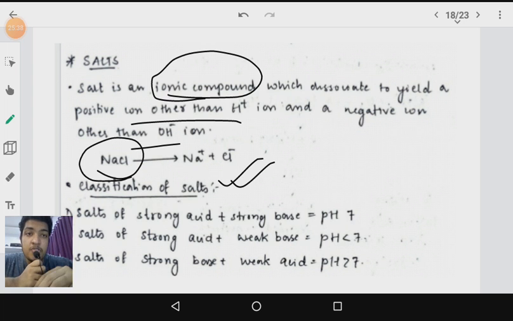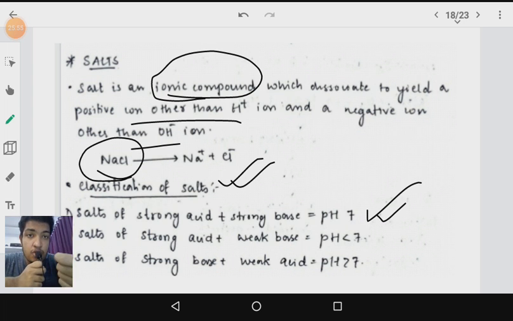There are three types of salts. First one is a salt which is made by the combination of a strong acid and a strong base. Example, hydrochloric acid plus sodium hydroxide will give us sodium chloride. So that is a strong acid, strong base salt, and that will have a pH of 7.